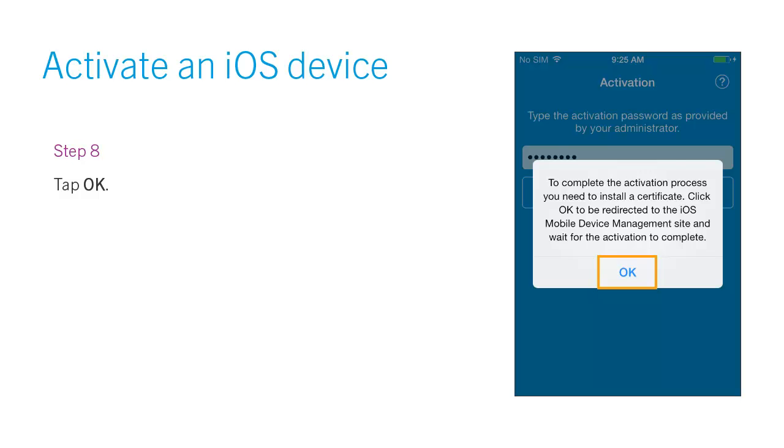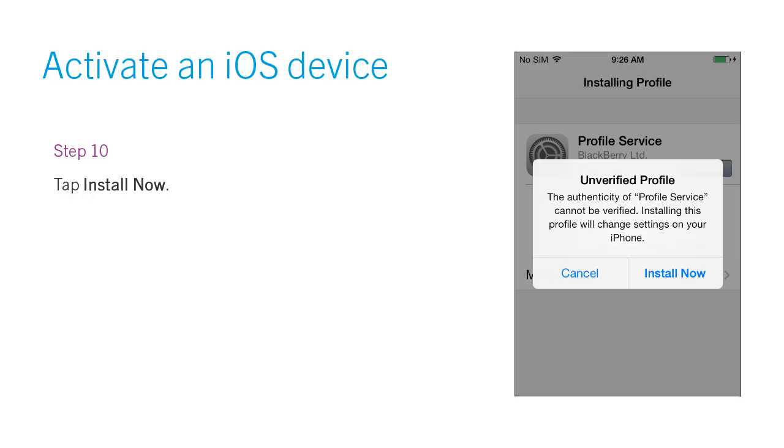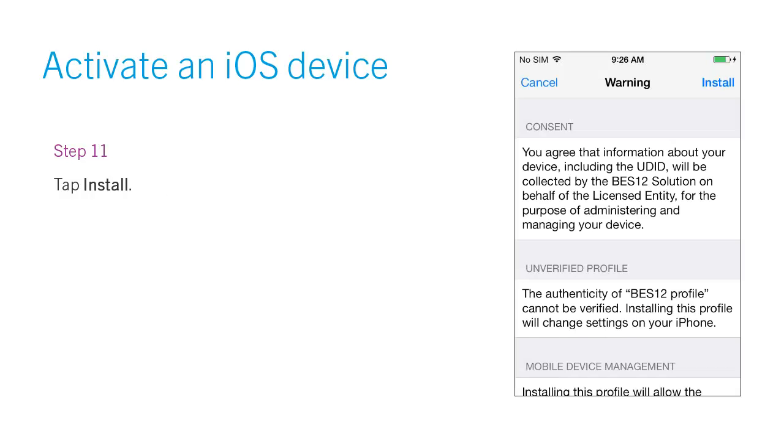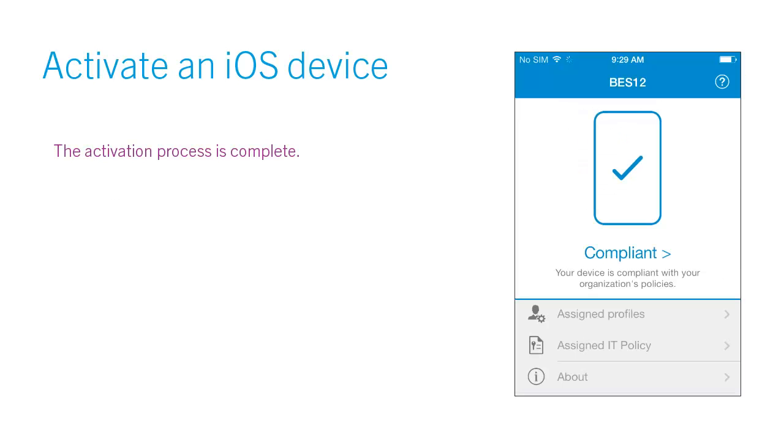Step 8. Tap OK. Step 9. Tap Install to install the profile on your device. Step 10. Tap Install Now. Step 11. Tap Install. Step 12. Tap Done. The activation process is complete.